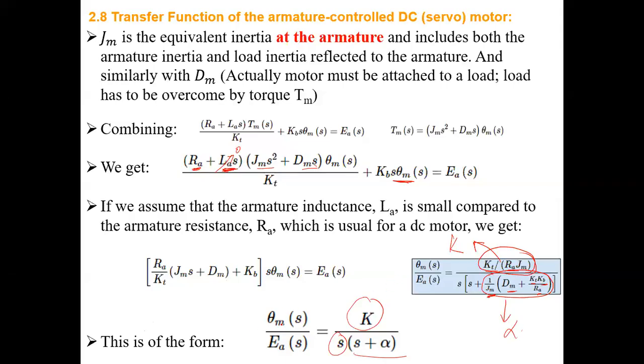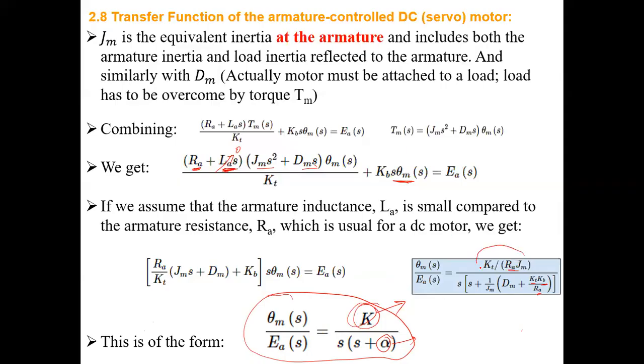Now it looks like our equation is in a very nice form, where we have the form of K over S plus alpha. We just have two constants, K and alpha. It looks nice, but the thing is, this K is this whole thing here, and the alpha is this whole thing. It looks nasty now if you look at them.